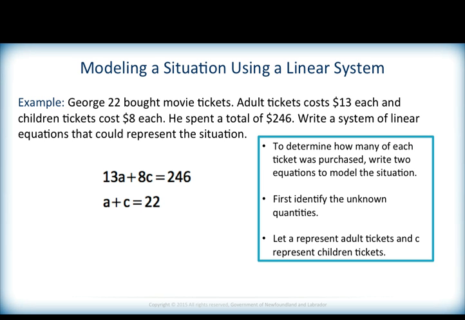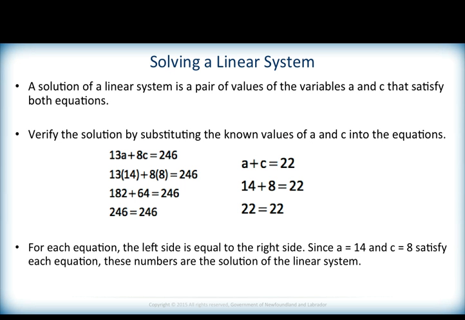Then your last step, before you actually go and solve, is to let a letter or a variable represent each quantity you were talking about. So in this case, we let a represent the adult ticket and c represent the child's ticket. Next, when solving a linear system, a solution of a linear system is a pair of values of the variables a and c, for the example we just discussed, that satisfy both equations.